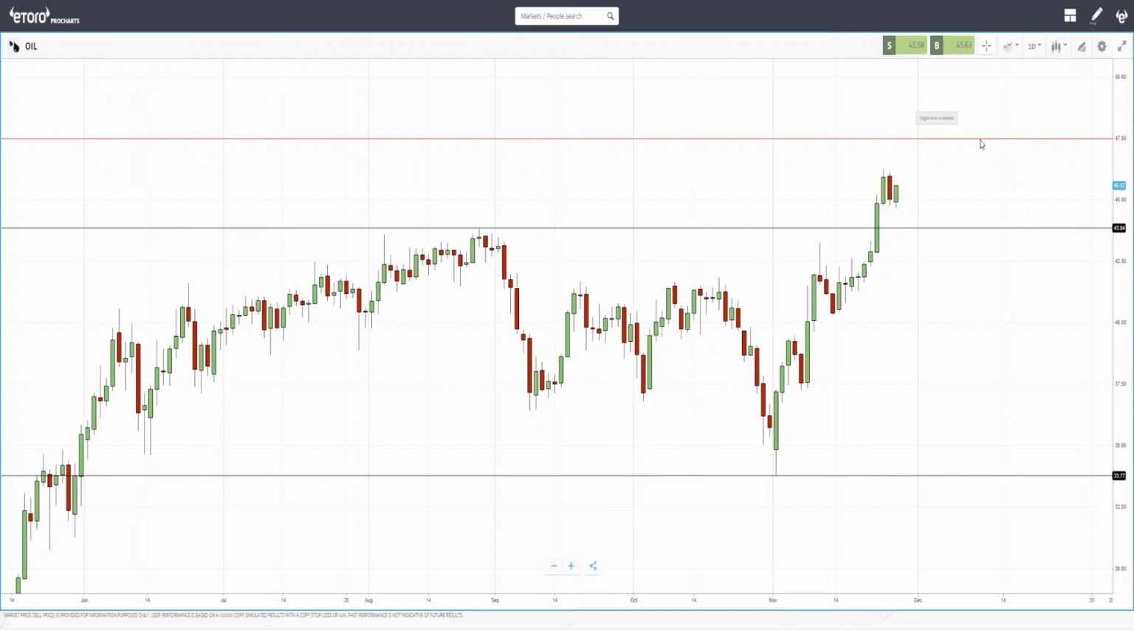At that point, other things come into effect. For example, is it overbought? Is it overvalued? And so on. I would say it is at this point overbought and overvalued, and we could expect this to fall significantly.